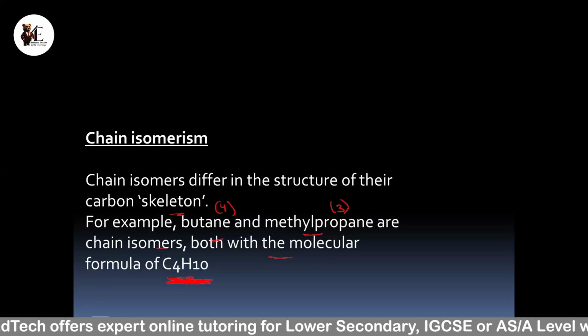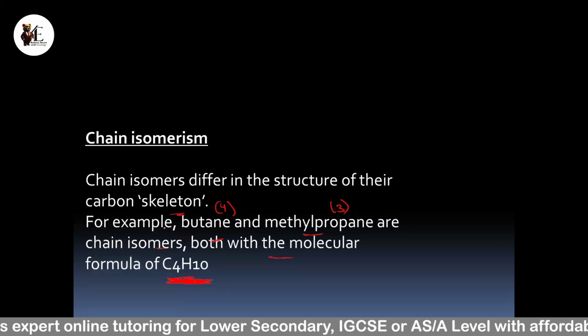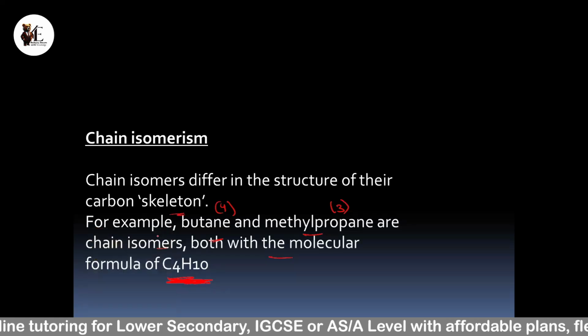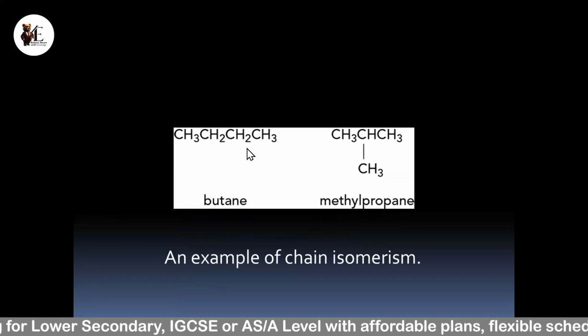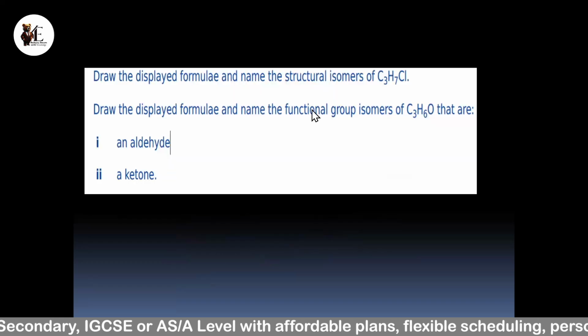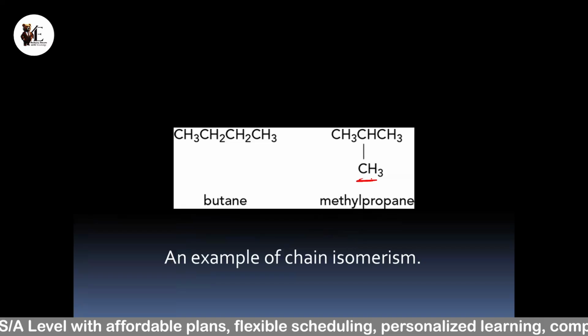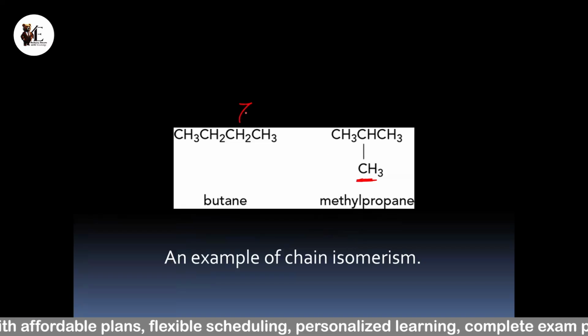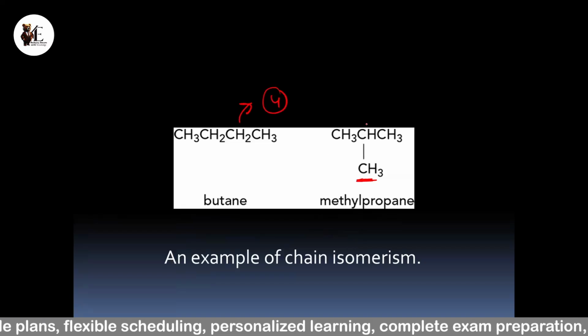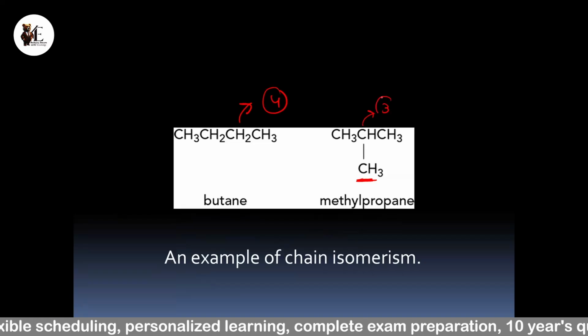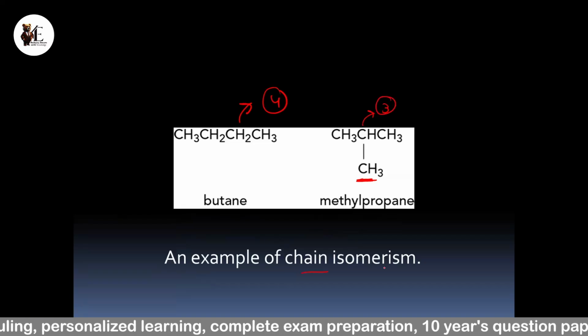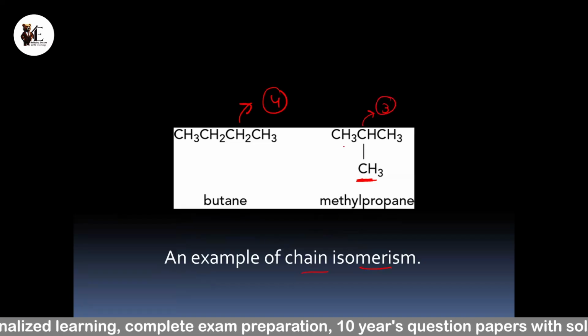State the structures of butane and methyl propane. This is butane, where we have 4 carbon atoms, and this is your methyl propane, where your methyl comes out as the branching. So this is the carbon chain of 4 carbon atoms, and this is the carbon chain of 3 carbon atoms. So this is an example of chain isomerism. Okay, so this is methyl propane.